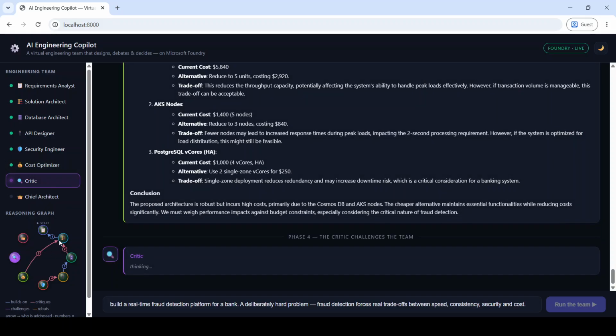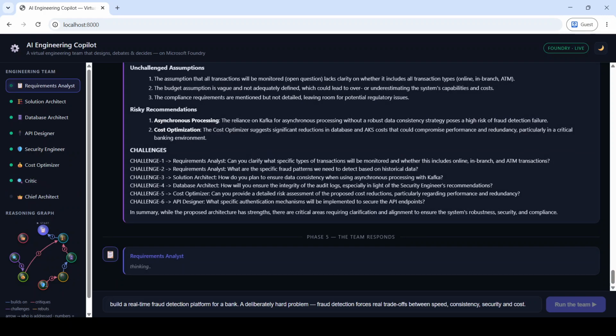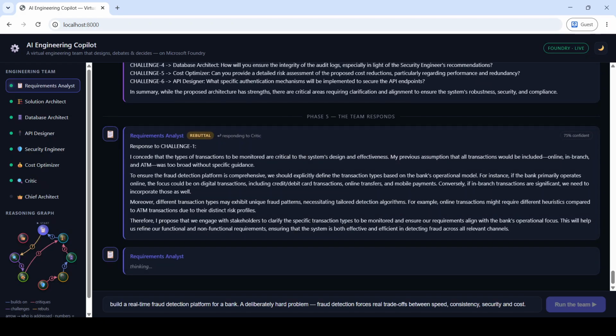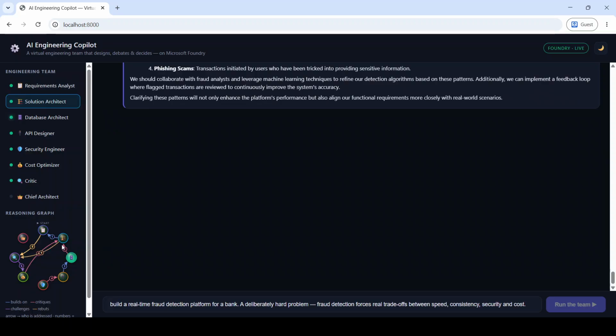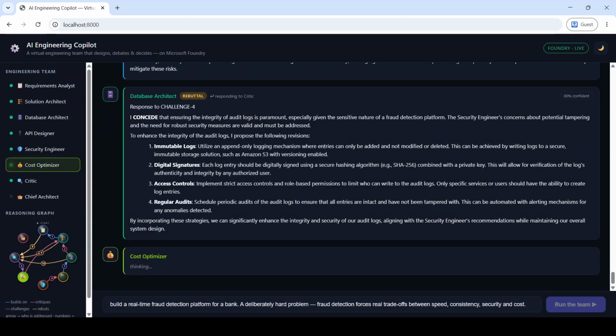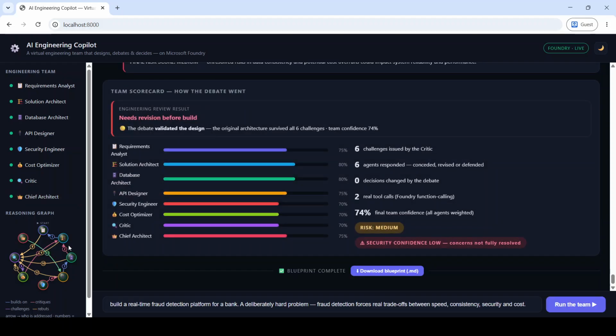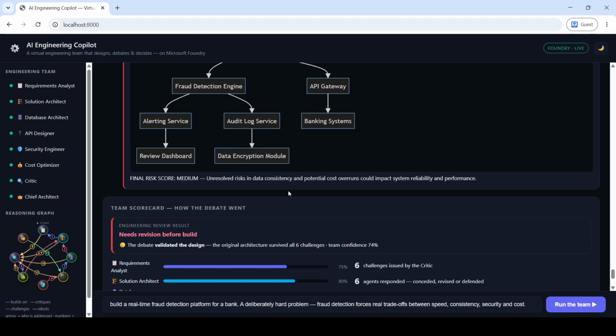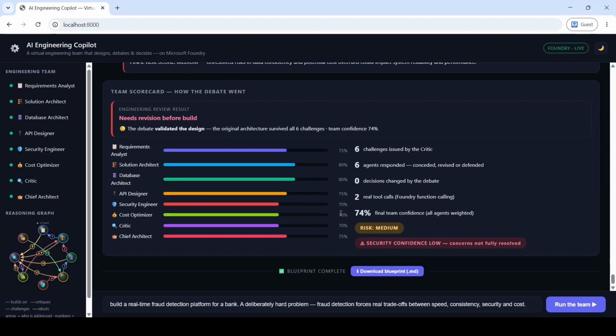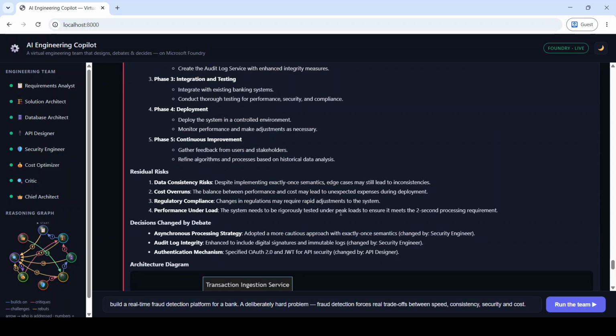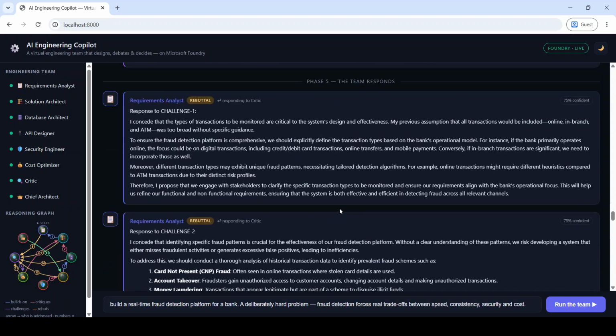You can see, right? First the requirements go to the solution architect, then the database architect, API designer, and the security engineer, and the cost optimizer, which again went to the solution architect. Okay, and they discussed again with the critic. So the critic basically communicates with all other agents again before handing over to the chief architect. At the end, the chief architect approves. Then it suggested what it changed, and what it changed and why it changed the decision and all. We can come from the beginning.